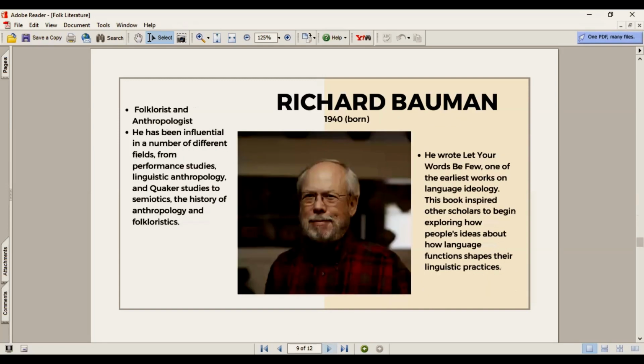All right, moving forward, Richard Bauman. He was a folklorist and anthropologist, and he has been very influential in the field of performance studies, linguistic anthropology, and Quaker studies, to semiotics and the history of anthropology and folkloristics. A book he wrote, Let Your Words Be Few, was one of his earliest works, and it revolved around language ideology. This book inspired many other scholars to begin exploring how people's ideas about how language functions shape their linguistic practices. So, this was brought forward by Richard Bauman.